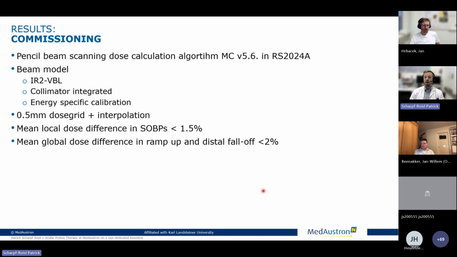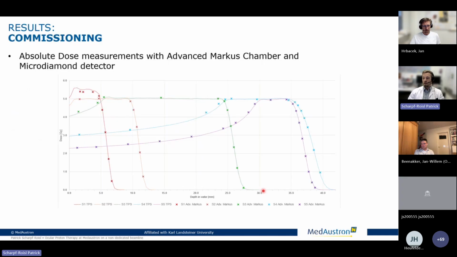We have the possibility to calculate the dose on a 0.5 millimeter dose grid, and we also verified the interpolation that is done by RayStation for the precision of the dose calculation. The results showed us that we have a mean local dose difference within the SOPs under 1.5%, and a mean global dose difference in the ramp-up area and the distal fall-off below 2%. I can show you some example SOPs that we measured.